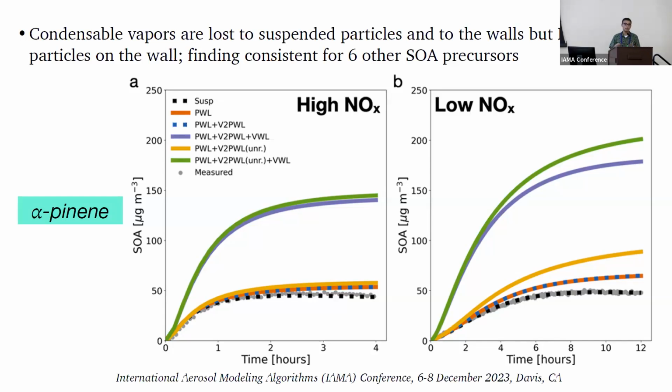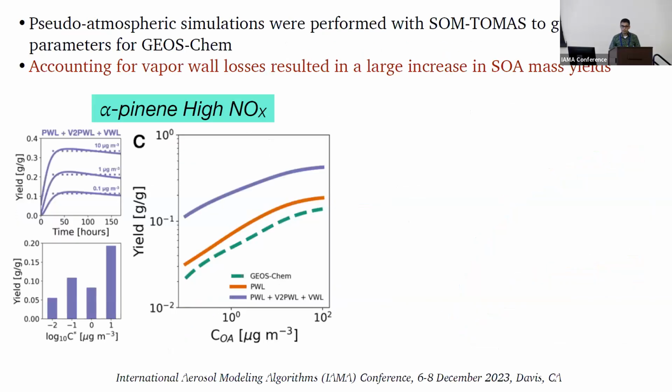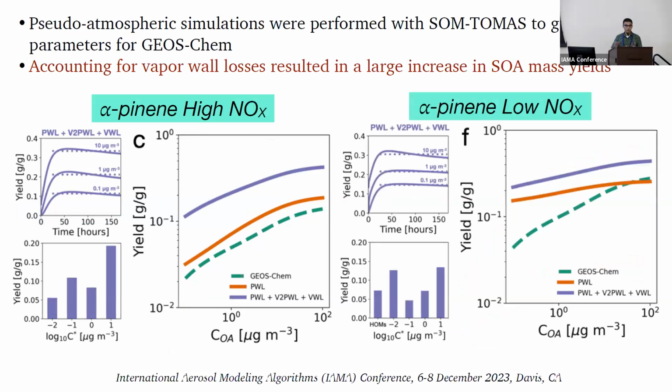And we've produced parameters that can be used in a chemical transport model. The way we do that is we run the Som-Thomas model as a pseudo-atmospheric model, and then fit that pseudo data to develop VBS parameters. We compare those VBS parameters to existing parameters in a global chemical transport model like GEOS-Chem. We see that the SOA mass yields are significantly enhanced when we account for both particle wall losses as well as vapor wall losses. And we can do this for high and low NOx and across a set of precursors.